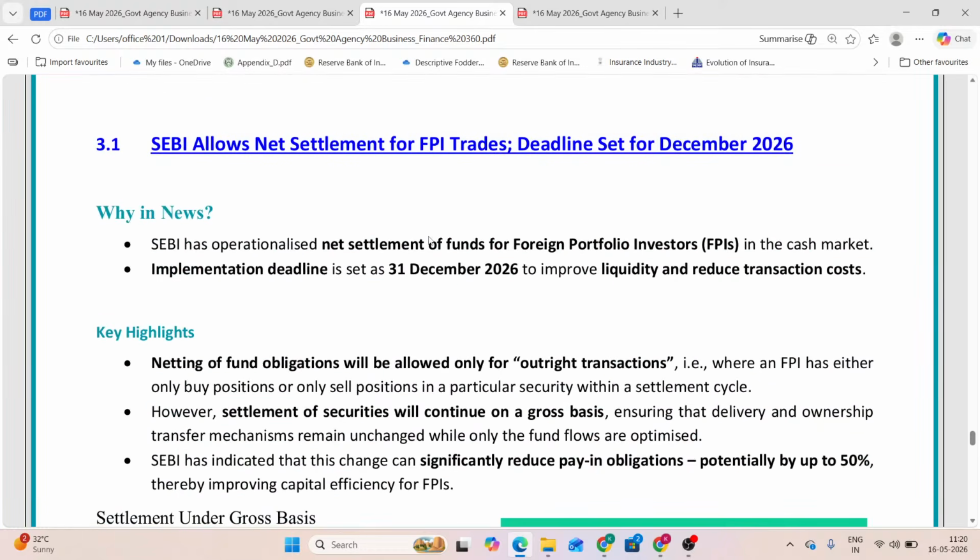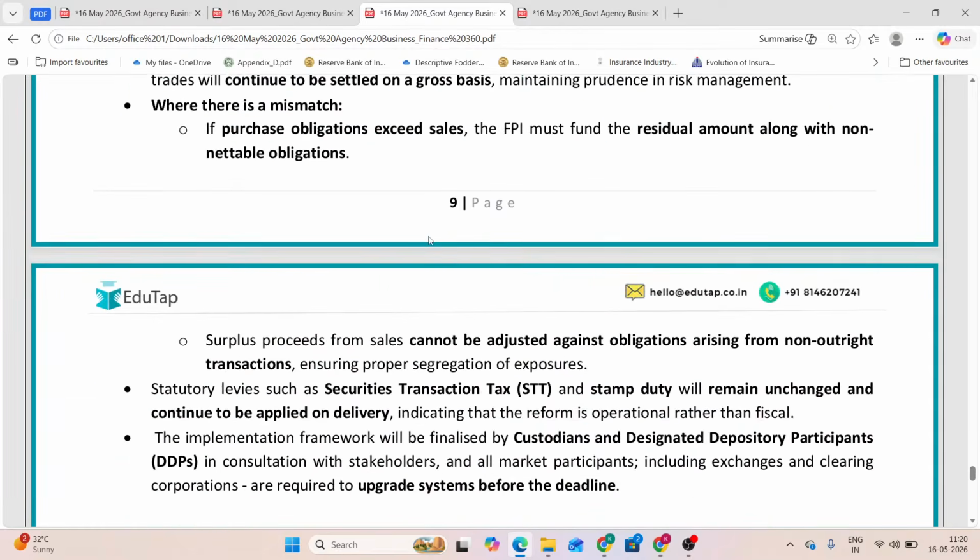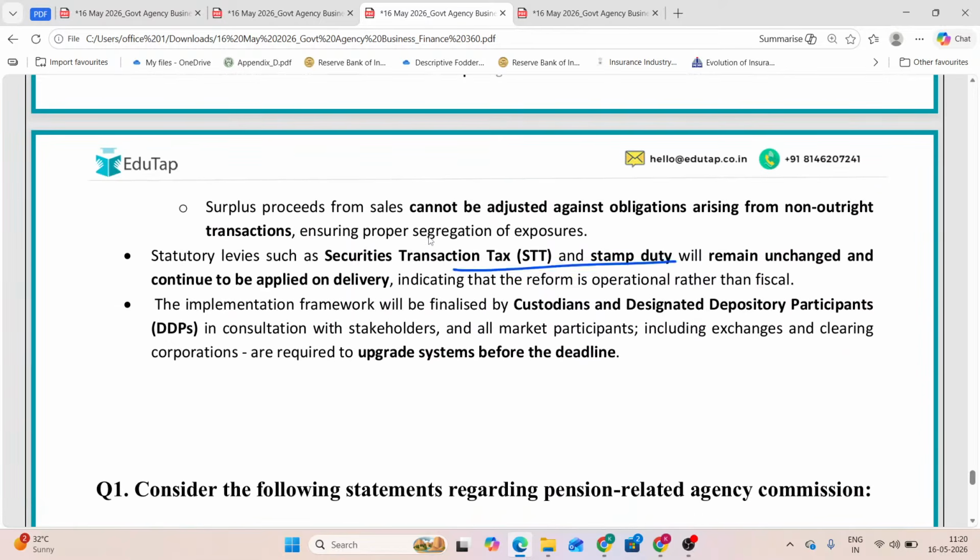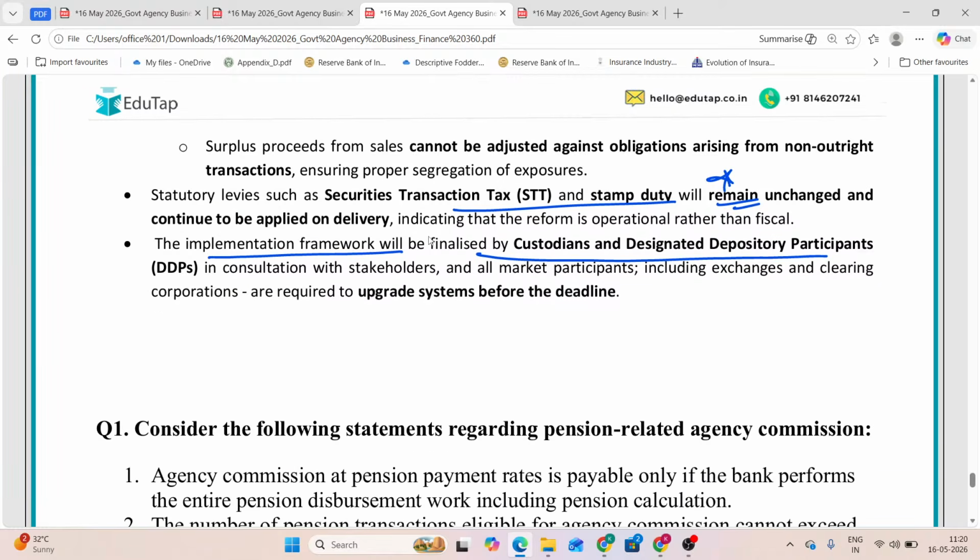So these are the two important points. Netting of fund obligation has been allowed for the FPI outright transactions, but the settlement of securities will continue on a gross basis. This is all. Okay. And the STT and the stamp duty will remain unchanged. The implementation framework will be finalized by the custodians and designated depository participants.